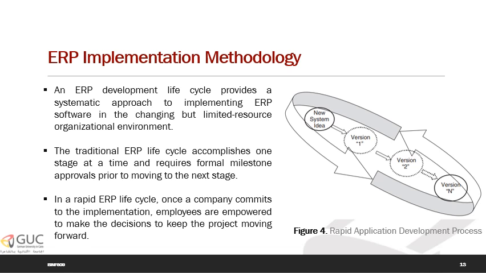The traditional ERP life cycle accomplishes one stage at a time and requires formal milestone approvals before moving to the next stage. In a rapid ERP life cycle, once the company is committed to the implementation, the employees in the company are empowered to make the decisions to keep the project moving forward, providing flexibility and quicker feedback loops to accommodate rapid correction, as shown in the next figure.